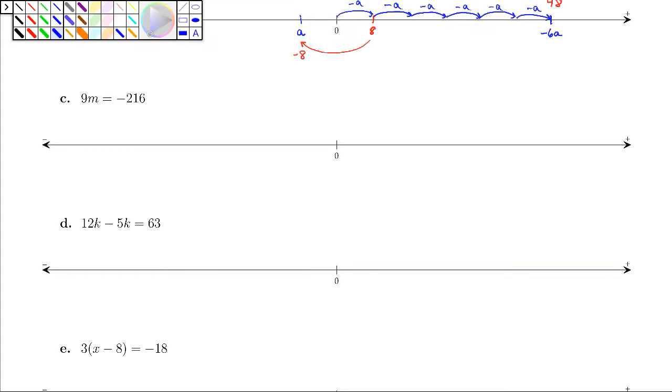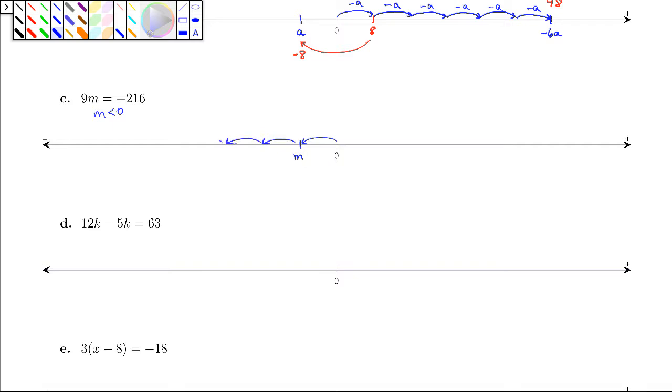9m equals negative 216. So 9 copies of m equals negative 216. And right away we can think about this and say 9 copies of some number is a negative number. That's going to tell you that m is negative. Okay? So here's some value m, and if I have 9 copies of that number, I don't know if I'm going to have enough space.